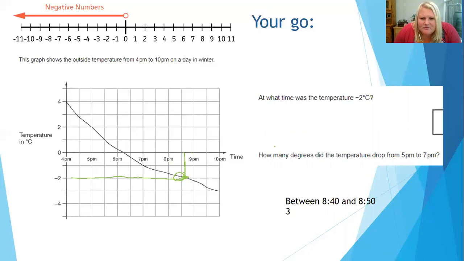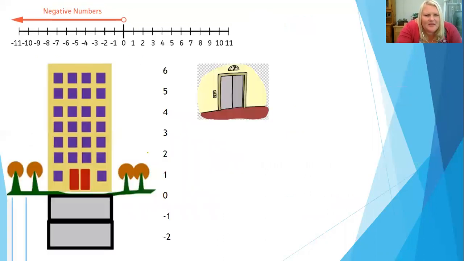And how many degrees did the temperature drop between 5 p.m. and 7 p.m.? If we look at 5 p.m., we're at 2, and at 7 p.m., we are at -1. So it was 3 degrees. Oh, my brain. Right, let's go.